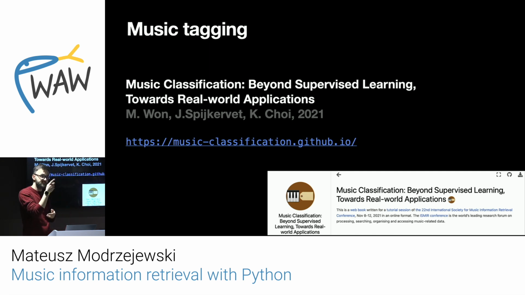I can't recommend this one enough. This is from 2 years ago from ISMIR. This is a tutorial book which is a great introduction to music tagging and music classification, but also to deep learning and neural networks in general. If you've had a hard time finding a good spot to start learning about deep learning or neural networks, I think this is a nice place to start.